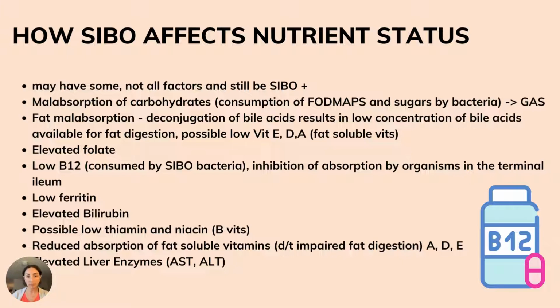We usually see low ferritin, we usually see high bilirubin, high folate at times, possibly low B vitamins like thiamine and niacin, and then we see those reduced absorption of fat-soluble vitamins A, D, E, and K. We usually see higher liver enzymes, sometimes not, because the liver is working a little bit harder to kind of get those microbes out of your gut. And then we said before, we have the malabsorption of carbs and malabsorption of fat as well.